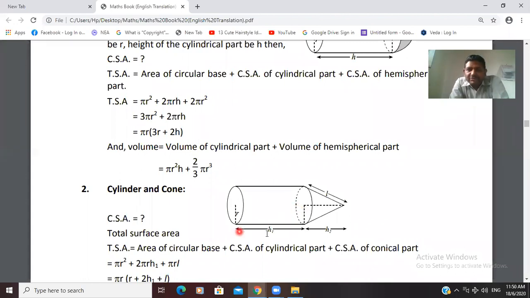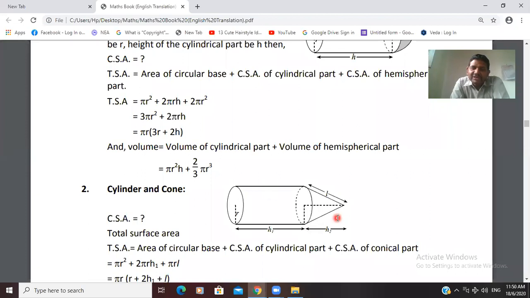Now if we want to find the total height of this solid object, then we say that h1 plus h2. So whenever a total height is given and height of cylinder is given, we can find the height of cone. Suppose this total height is given 50 and height of this cylinder is given 40. If you want to find the height of cone, then what we do?